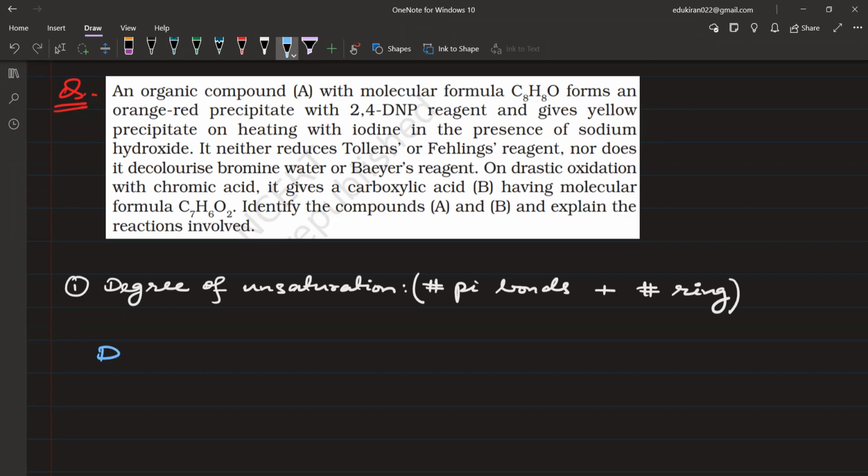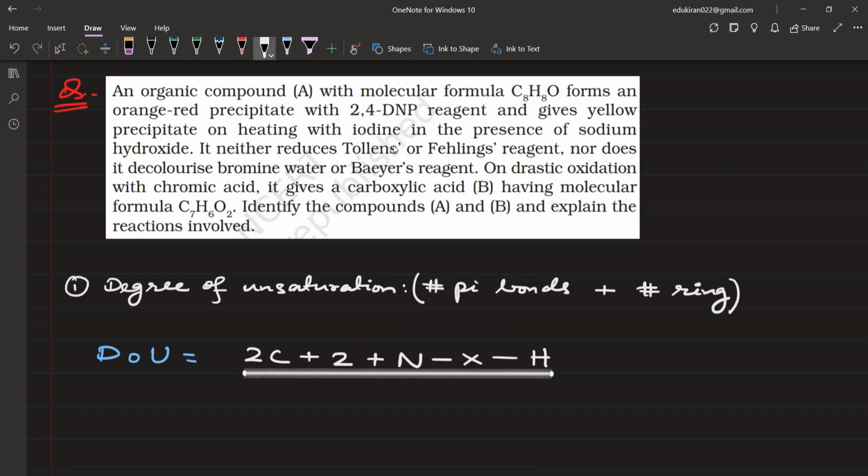Please write. Degree of unsaturation is equal to twice the number of carbon plus 2 plus the number of nitrogen minus the number of halogen and minus the number of hydrogens, this whole thing divided by 2. Now tell me how many carbons are there? 2 into 8, not 7, it is 8.